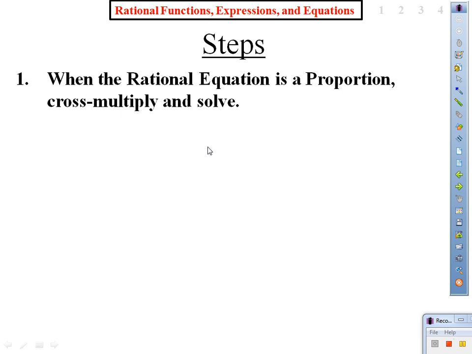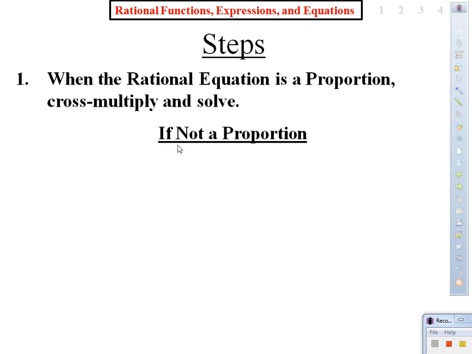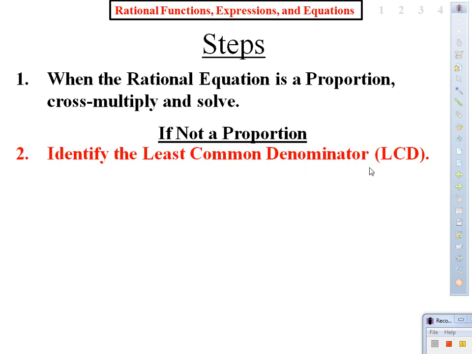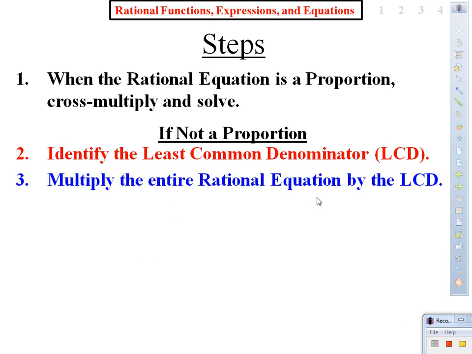However, Mr. Q, what if we don't have a proportion? So here it goes. If not a proportion, then we identify the least common denominator, or the LCD. Did we do that these past 2 weeks with addition and subtraction? Yes. Then what do we do? Multiply the entire rational equation by the LCD, and at the end we simplify and solve. Some of you already started copying those steps. That's fine. I'm going to leave those to the right. You can copy them as we go along, but I want to get started right away.